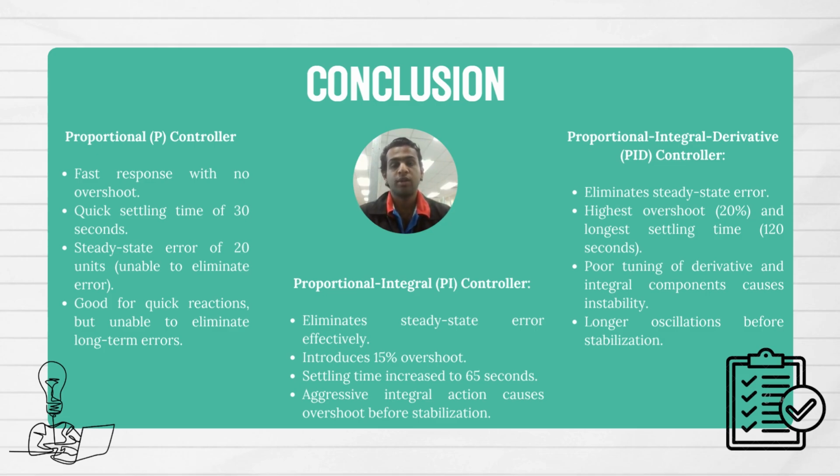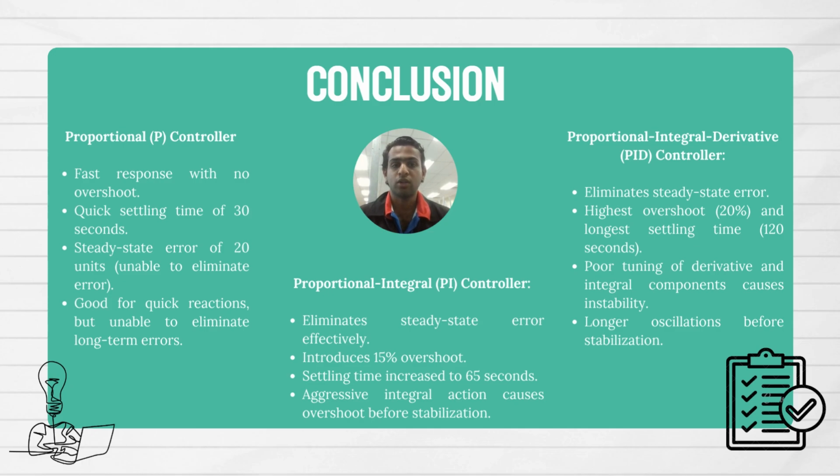In a flow control system, proportional, integral and also derivative components contribute differently, and the observations are prominent through the three different controllers, which are the proportional controller, the proportional integral PI controller, and also the proportional integral and derivative PID controller. The P controller has the ability of fast response with no overshoot and a quick settling time of 30 seconds in this project, yet it could not eliminate a steady state error, leaving a significant 20 units in the system.